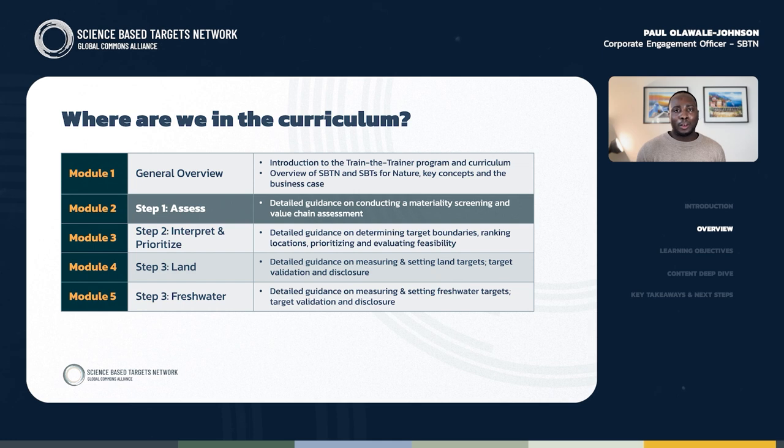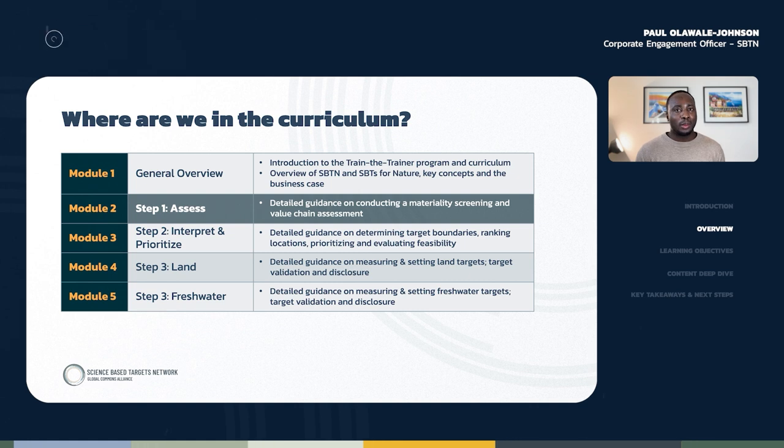Remember, our curriculum comprises 5 initial modules covering the first 3 steps of our methods, as well as a general overview training which establishes the foundation for engaging in the target setting process. Modules are expected to be completed in sequential order, starting with the general overview module, followed by step 1. We are now in module 3, which addresses step 2, after which we will advance to step 3 in modules 4 and 5.